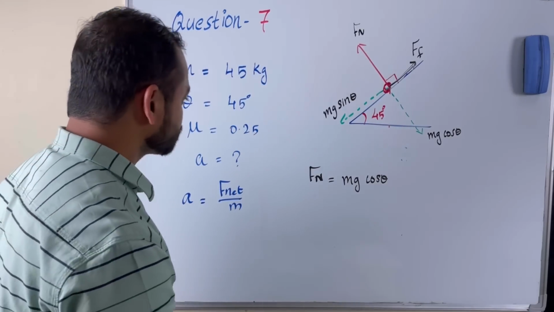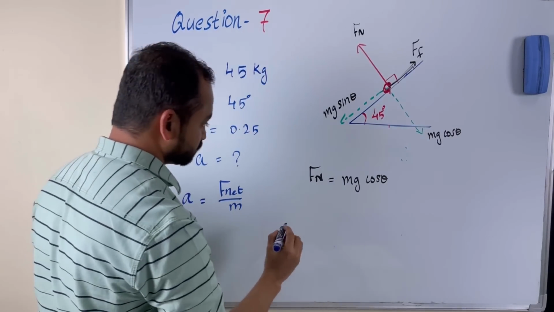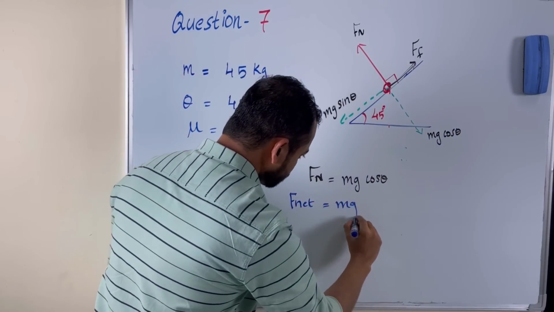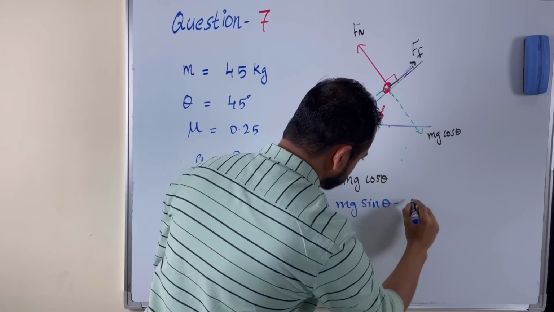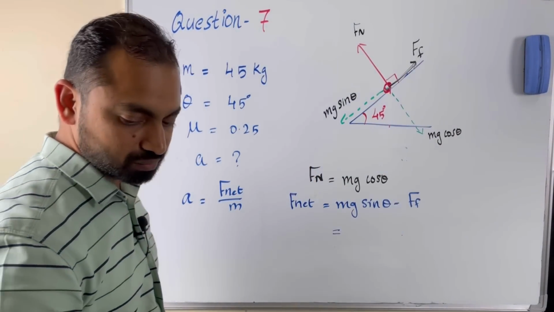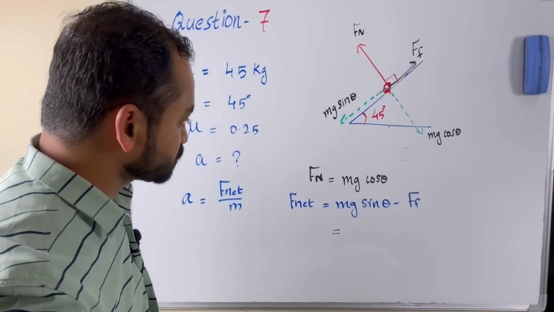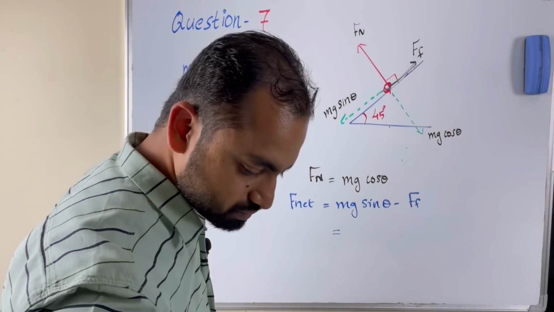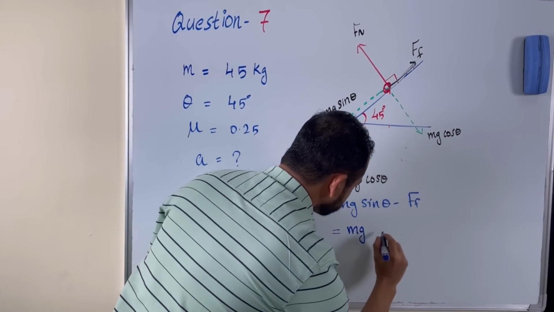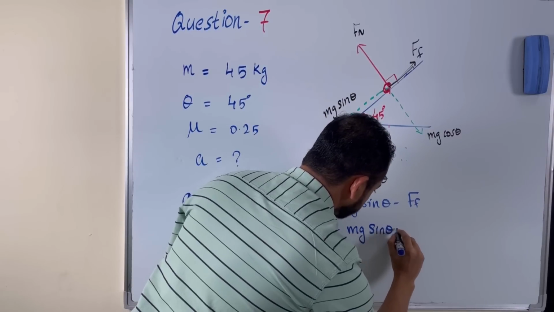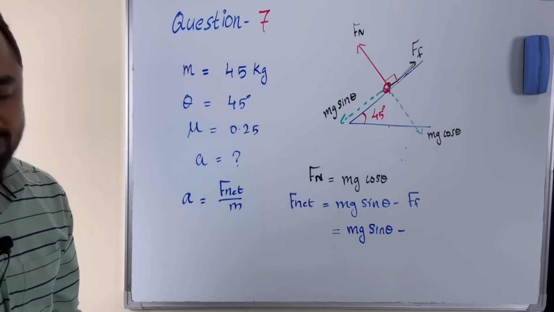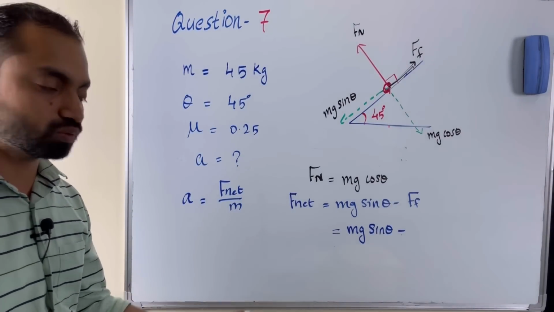So what is net force? Net force is, we will write, first we will calculate net force, right? Net force is mg sin theta minus frictional force. Okay. So mg sin theta minus our frictional force, right? So we will write like this: mg sin theta. Is frictional force given in the question? Given? No, frictional force is also not given. So we need to calculate friction also.